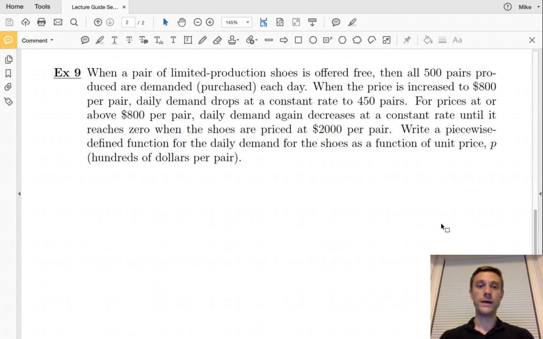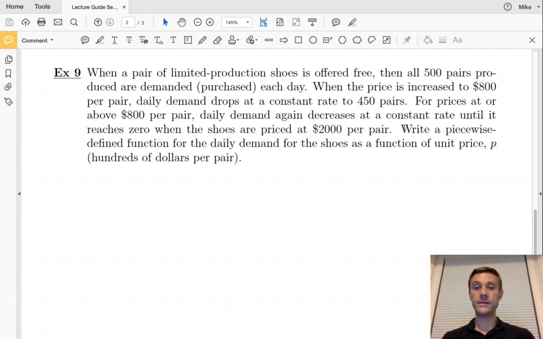Okay, so we have some limited production shoes. When they're offered free, then all 500 pairs that are produced are demanded. And you can put purchased in quotation marks here because, of course, free means that you paid $0 for it. But when the price goes up to $800 a pair, then demand goes down, and it's going down at a constant rate to 450 pairs. And then once it passes $800 a pair, it's again decreasing at a constant rate, and it does that until demand reaches zero when we hit $2,000 per pair. So these got to be some nice shoes.